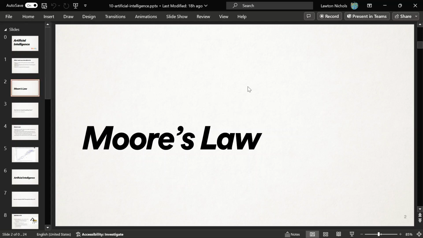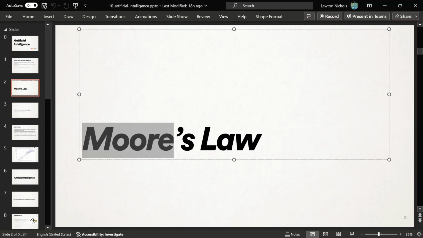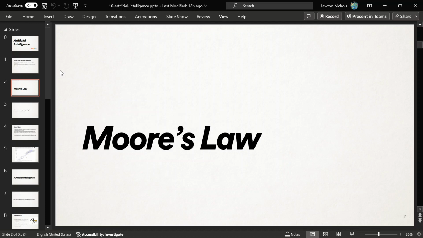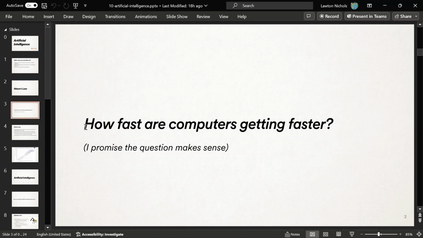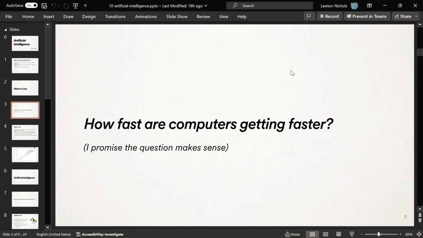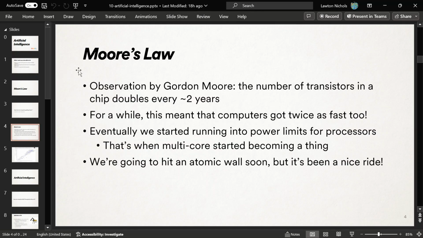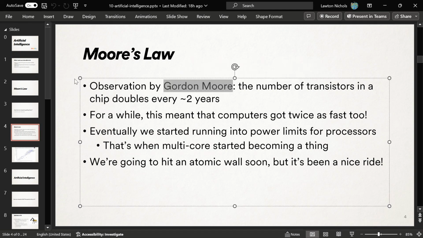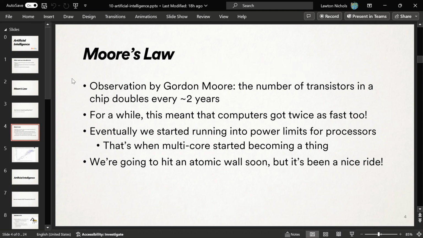All right, let's talk about something called Moore's Law. Let's talk about this person. Gordon Moore, the person who made up this thing called Moore's Law, came up with this idea way back in the 60s, which is kind of cool. And it answers the question of how fast computers are getting faster. That is a question that you could ask, and it makes sense, I promise. Gordon Moore, co-founder of Intel, saw this trend back in the 60s, and it's more or less held true up until now. It's starting to not be true too much anymore, though. So we've hit a wall, and we'll talk about that too.